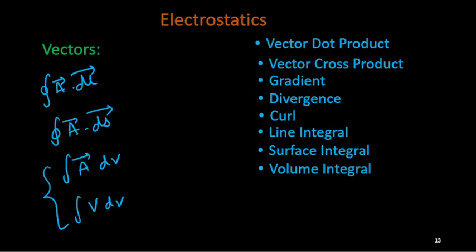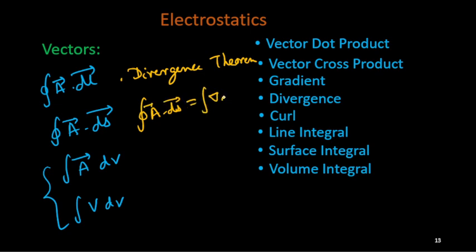So we will be getting these two theorems. One is called the divergence theorem, that will relate this A dot ds to the volume integral, and the volume integral will be del dot A, the divergence of A, dv. This is a closed surface S, and this is the volume it contains.